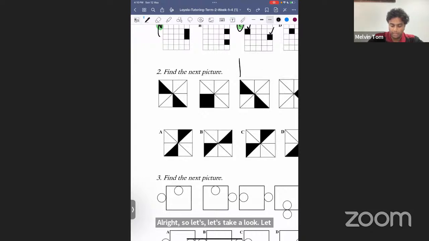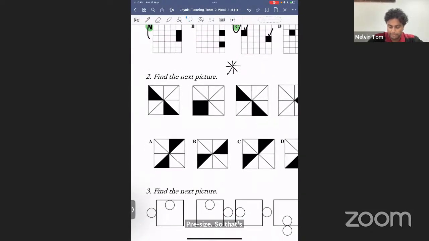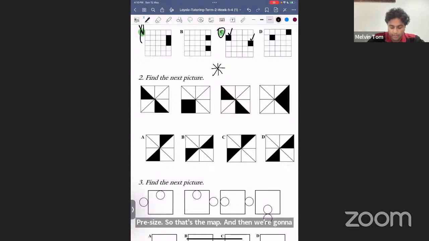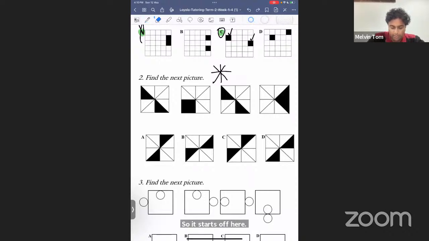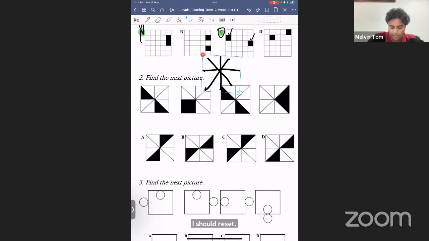All right, so I'm going to draw the map. It looks like this. Resize. All right, so that's the map. And then we're going to fill it in. So it starts off here. Actually, I still think I should resize it a bit. I'm going to make it a bit bigger. Resize it.